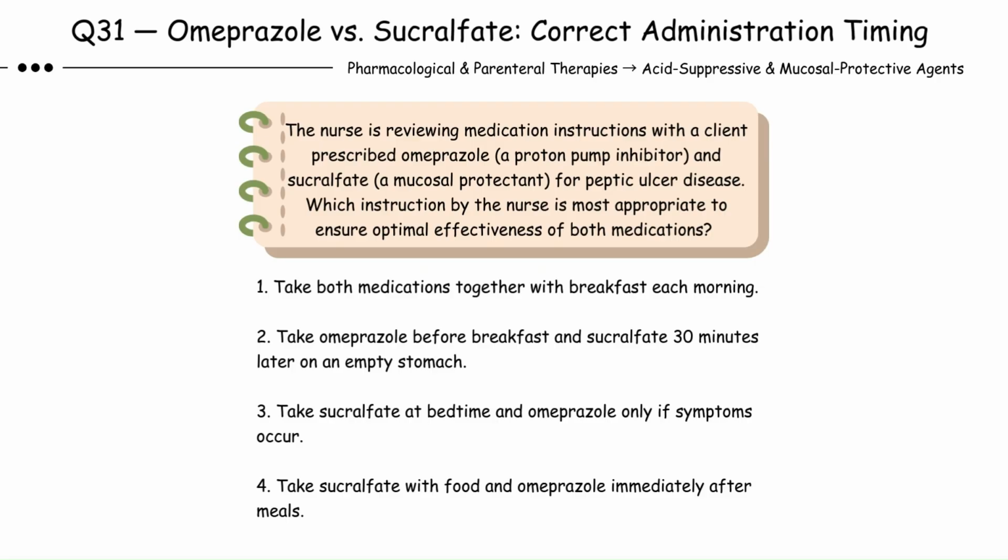Let's look at the options. Option 1. Take both medications together with breakfast each morning. 2. Take omeprazole before breakfast and sucralfate 30 minutes later on an empty stomach. 3. Take sucralfate at bedtime and omeprazole only if symptoms occur. 4. Take sucralfate with food and omeprazole immediately after meals. Take a moment to think about which sequence gives both drugs the best chance to work.